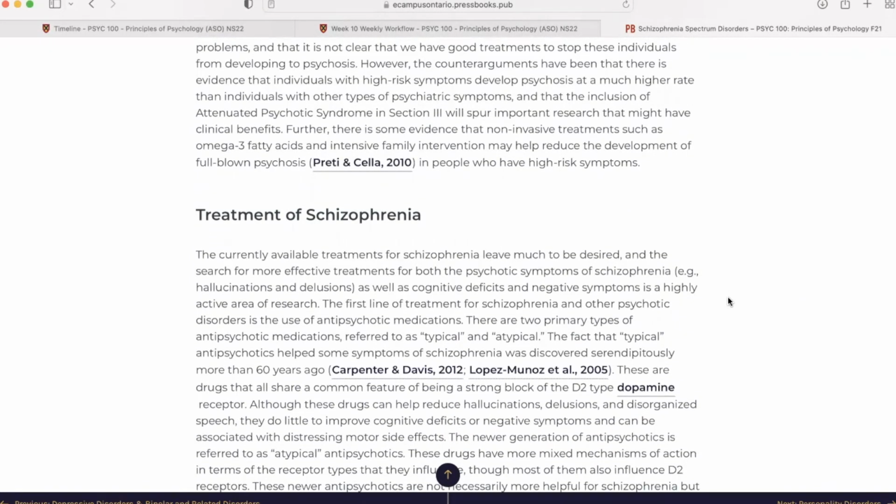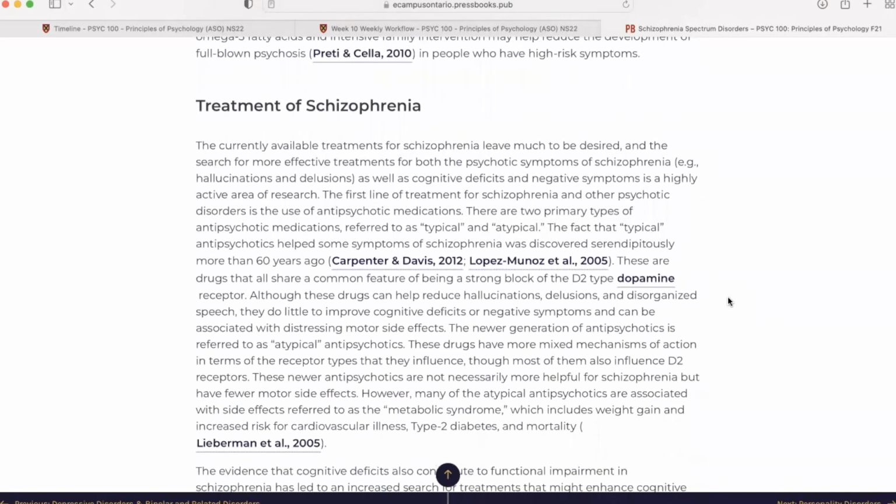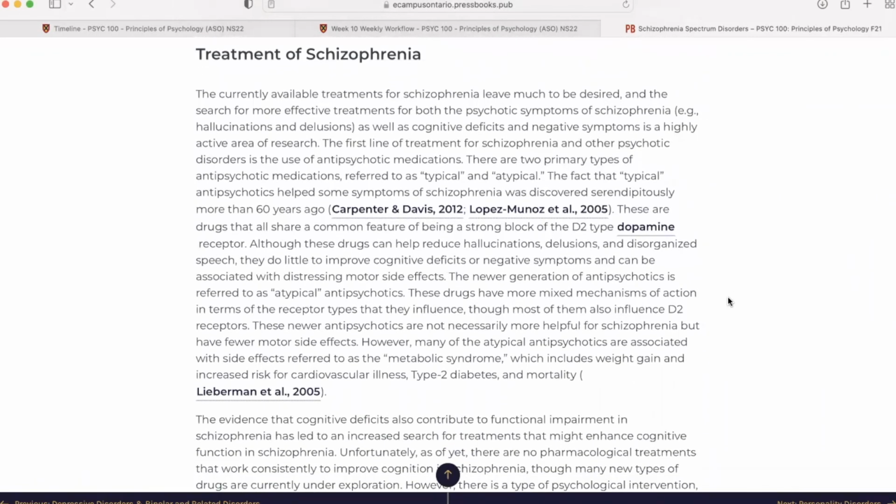Treatment of schizophrenia. Current available treatments for schizophrenia leave much to be desired, and the search for more effective treatments for both the psychotic symptoms of schizophrenia, for example, hallucinations and delusions, as well as the cognitive deficits and negative symptoms, is a highly active area of research. The first line of treatment for schizophrenia and other psychotic disorders is the use of antipsychotic medications. There are two primary types of antipsychotic medications referred to as typical and atypical.